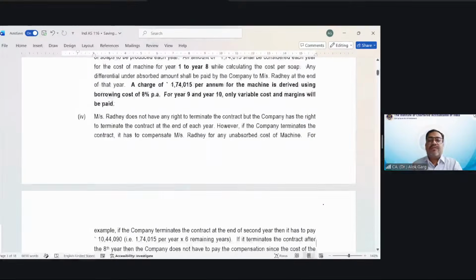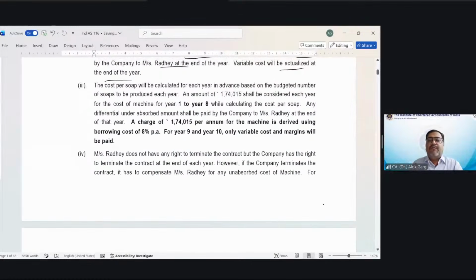The cost per soap will be calculated for each year in advance based on the budgeted number of soaps to be produced each year. An amount of 1,74,015 shall be considered each year for the cost of machine for year 1 to year 8 while calculating the cost per soap. 1,74,015 has been considered. Any differential under-absorbed amount shall be paid by the company to Messrs. Radhe at the end of that year. At the end of that year, okay?